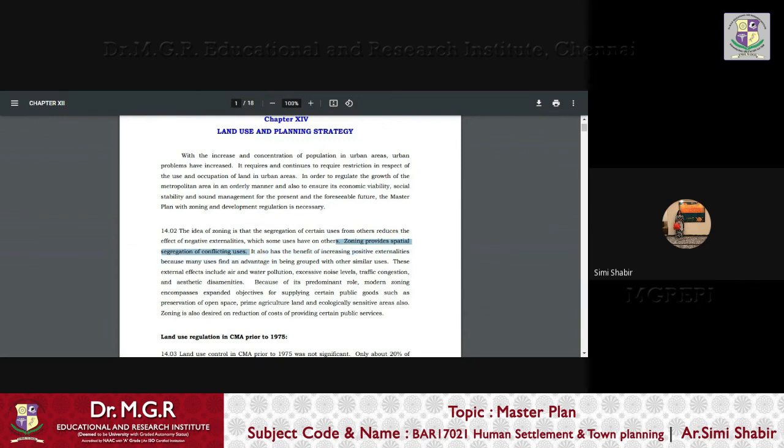This is something that is very important. It also has the benefit of increasing positive externalities because many users find an advantage in being grouped with other similar users. These external effects include air and water pollution, excessive noise levels, traffic congestion, aesthetic disamenities, etc. Because of this predominant role, modern zoning encompasses expanded objectives for supplying certain public goods such as preservation of open space, prime agricultural land, and ecologically sensitive areas also. Zoning is also desired for reduction of costs of providing certain public services.